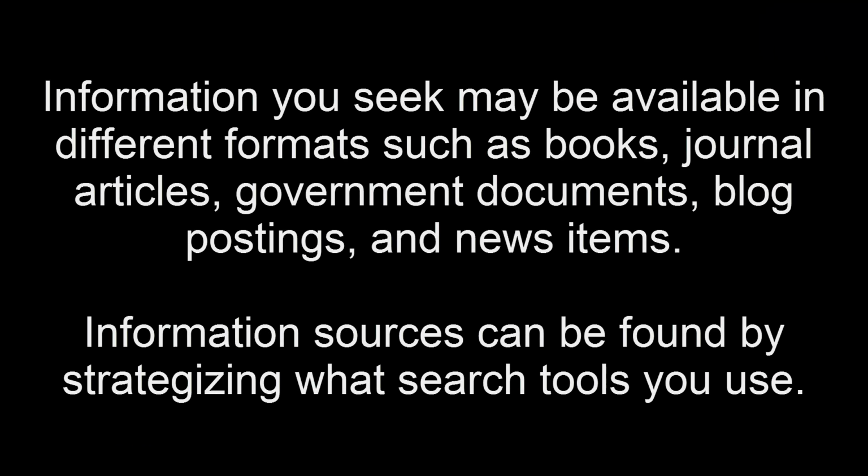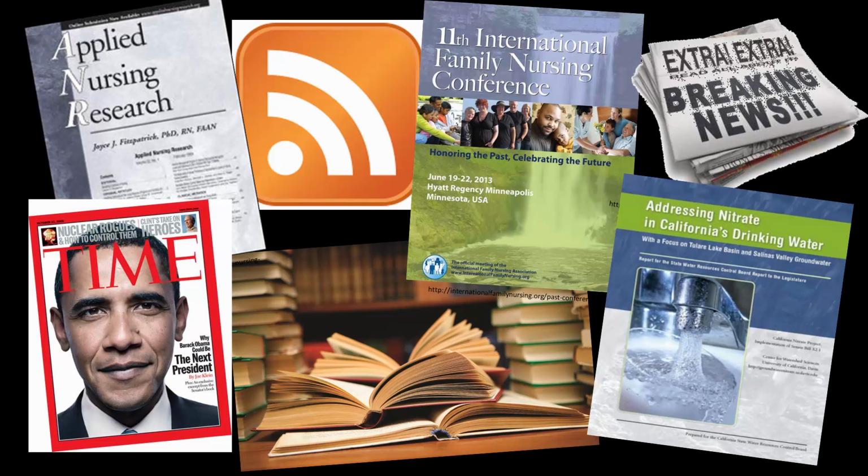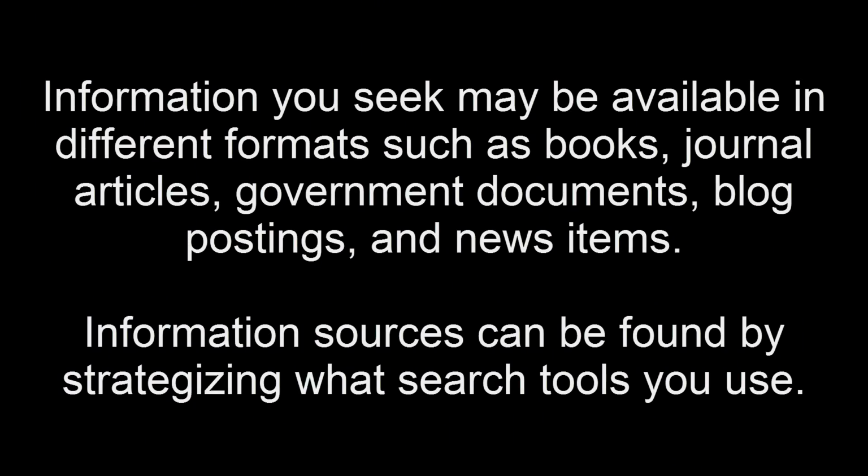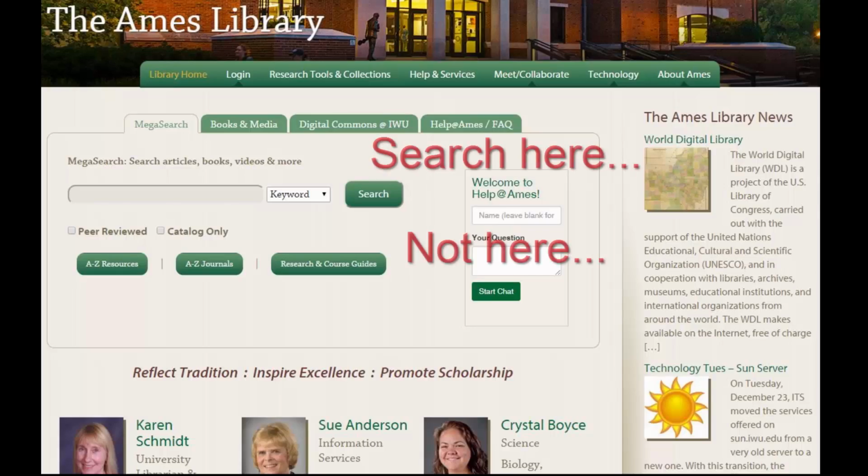You'll remember from the text that one component of information literacy is understanding that information you seek may be available in different formats, such as books, journal articles, government documents, blog postings, and news items, and that different formats can be found in different places. Further, coming up with a plan or strategy to find information and data is critical to your success, since you'll save time in the long run and avoid frustration and failure later.